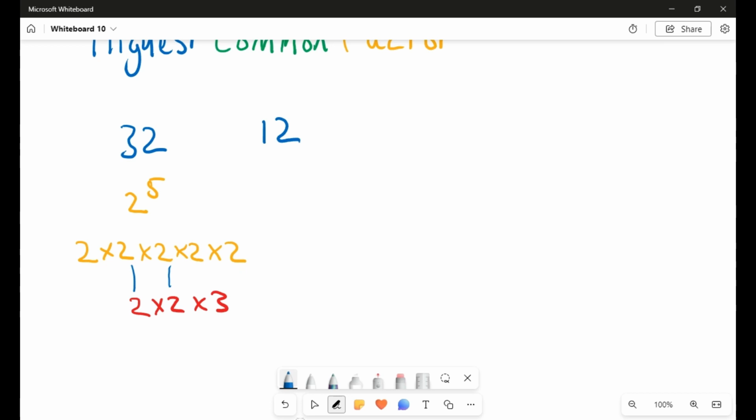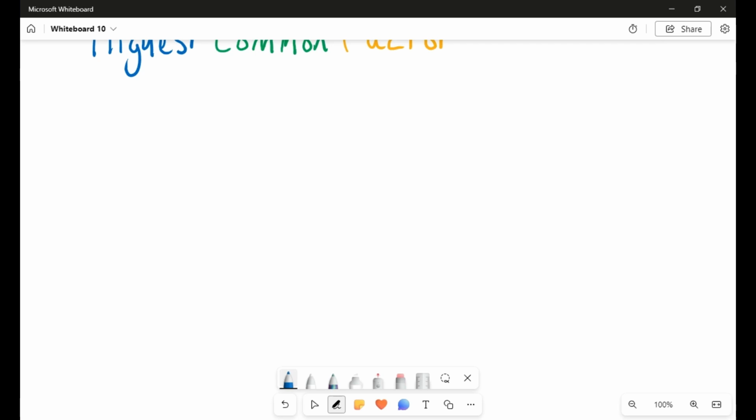So we see that there's two pairs of 2's that are matching between our prime factors. So what we're going to do is we're going to find 2 times 2, as there's two pairs of 2's, and that is equal to 4. And our highest common factor is 4. So let's do it with an even harder question.